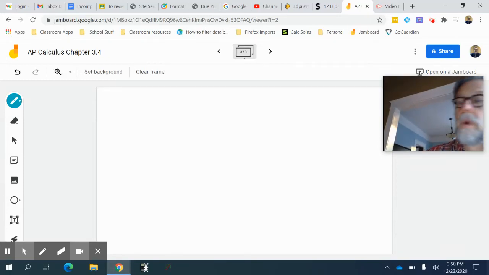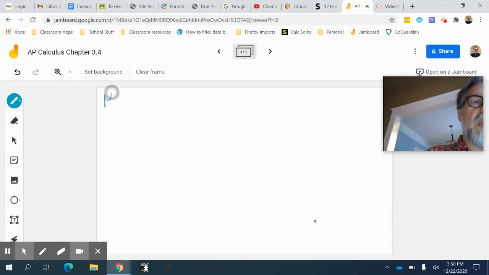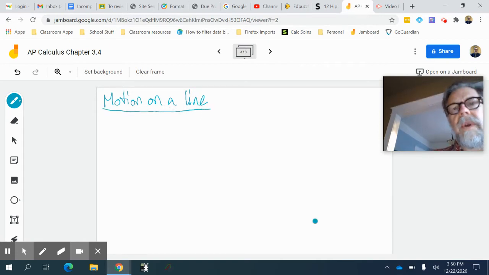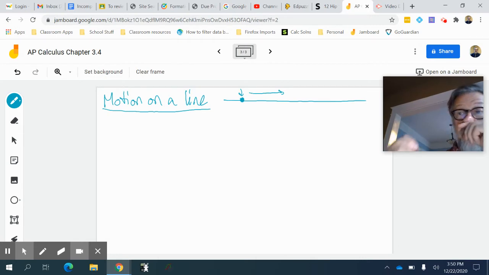Okay, so video 2, let's look at another situation, which is motion on a line. And what we're dealing with here really is particle motion. Imagine a line and you've got some particle and it starts right here and it moves. And it could move left, it could move right, but it can't move up or down. It's only going back and forth.